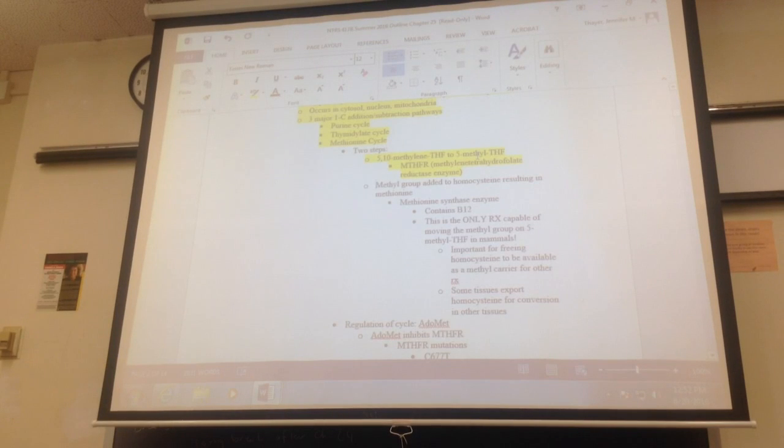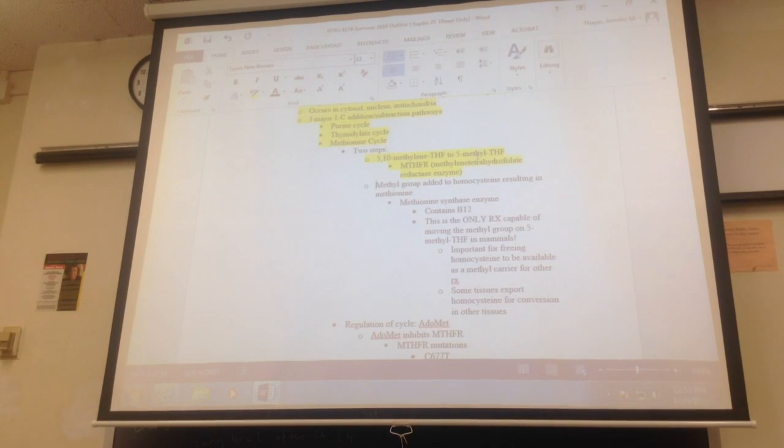When you have a methylene group, it's bound in the middle. It's not a methyl group, and you can't just pop it off and move it, right? You have to make it a methyl group to pop it off and move it. So to do that, we use this enzyme, methylene tetrahydrofolate reductase, MTHFR.